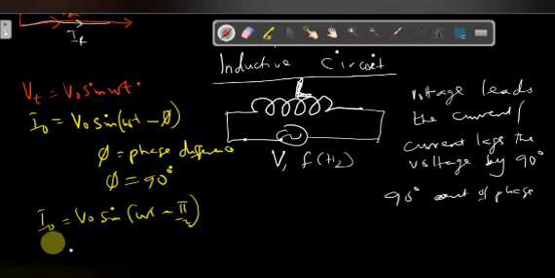So this is V naught. This is I naught. This is I naught. This is I of t. Okay, and this is I of t is equal to I naught, not V naught.